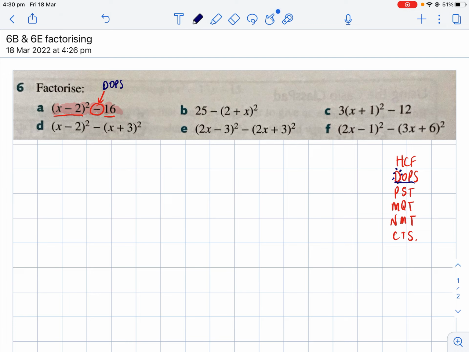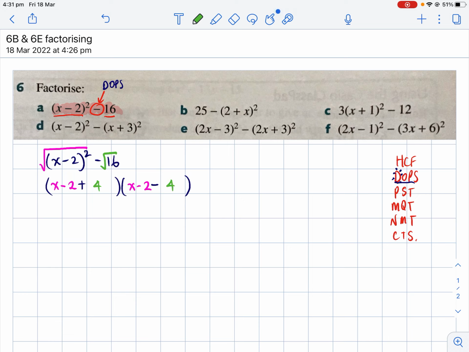Alright, so as soon as I see a difference of perfect squares problem, let's actually write out the question here so I've got good notes. I'm going to start by drawing two brackets, and I'm going to put a plus in the first one, a minus in the second one. Doesn't matter if you put your plus and your minus the other way around. And then I take the square root of the first part, and it goes into the first slot in each bracket. And then I take the square root of the second part, and it goes into the second slot in each bracket.